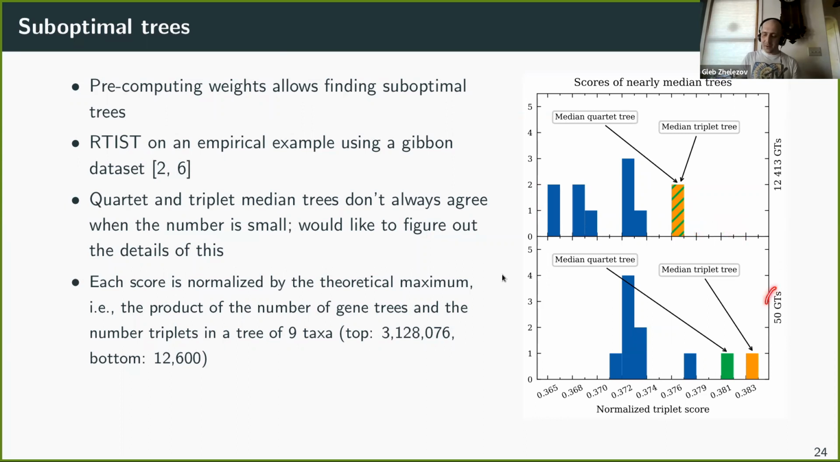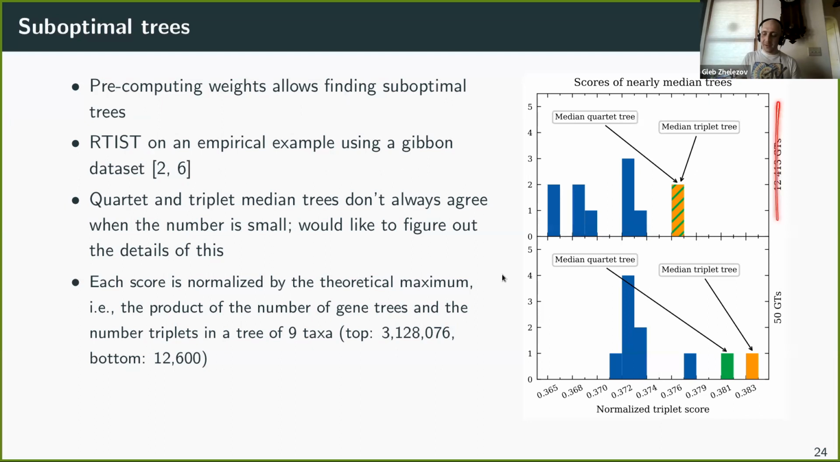We were curious about how good triplets are versus quartets when you have fewer gene trees and effects like that. And when you don't have many gene trees, you start seeing that a bit more. So for instance, here you have the median quartet tree and here the median triplet tree. And this is the normalized triplet score. So there is no reason to think this one's better than this one, right? It's just how it's ordered here.